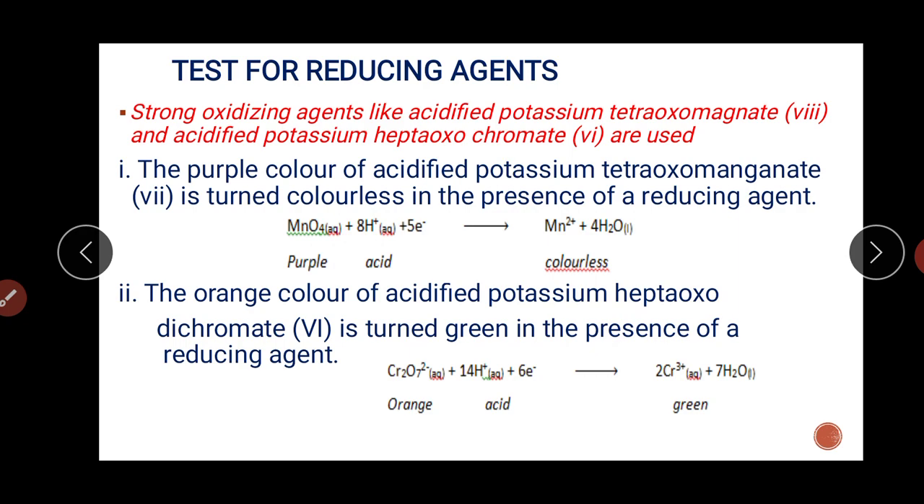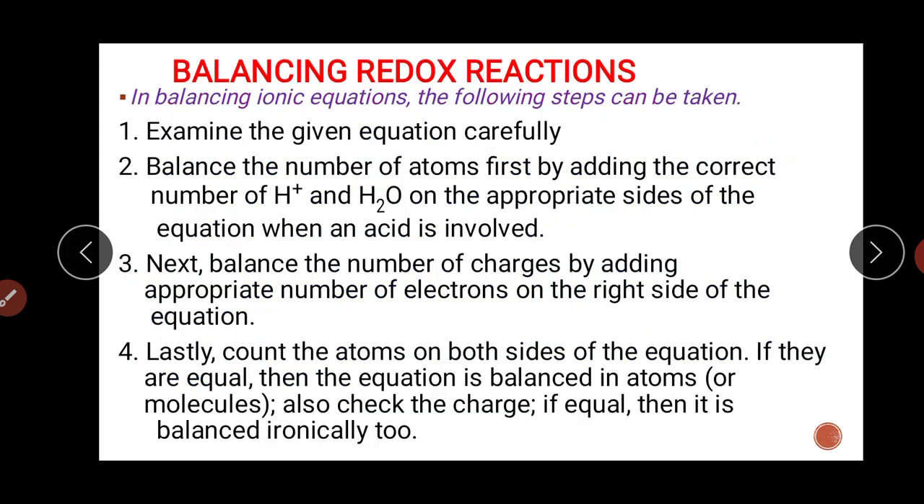Secondly, when you have the orange color of acidified potassium heptaoxodichromate 6, when you pour any material into it, the orange color turns green. If there is a green color, it means that the material you poured is a reducing agent, from orange to green, and from purple to colorless in the case of KMnO4.